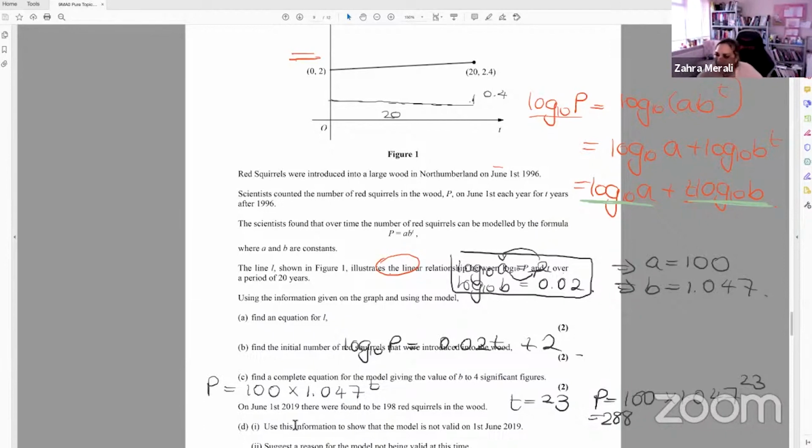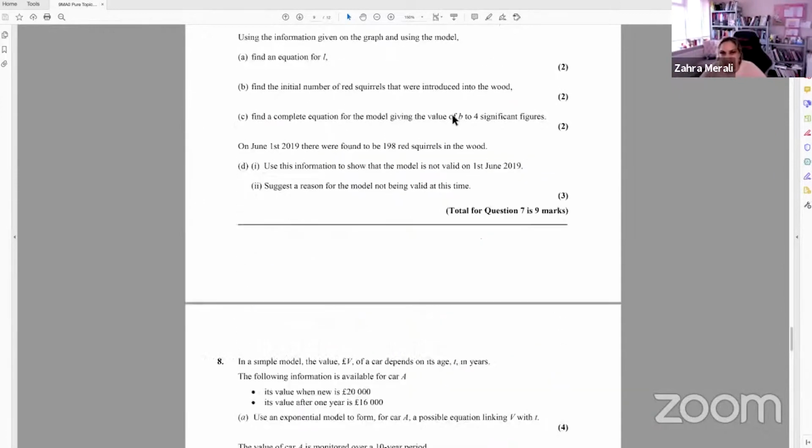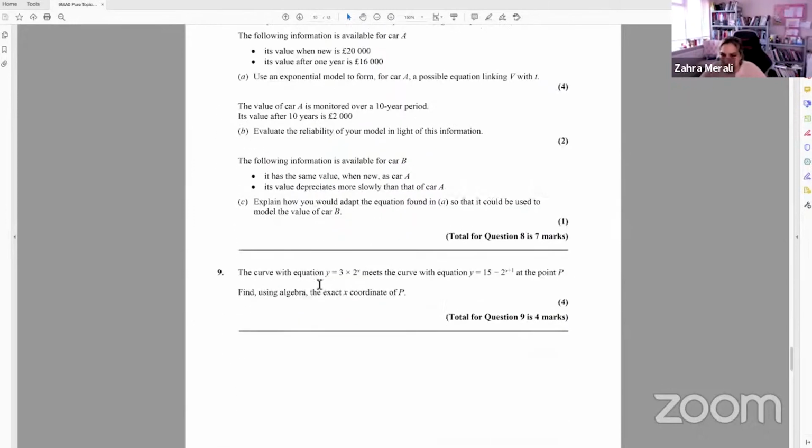So why might that happen? It might happen, I don't know, there could be somebody comes and eats the squirrels, predator effects, the land might have been used for something else, the wood might not have been big enough to sustain a constant increase in population, anything logical. I know some people find that quite hard, but don't overthink it. It's only worth a mark.